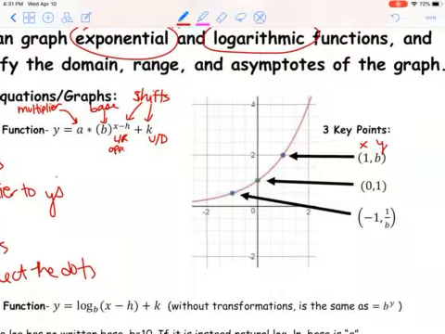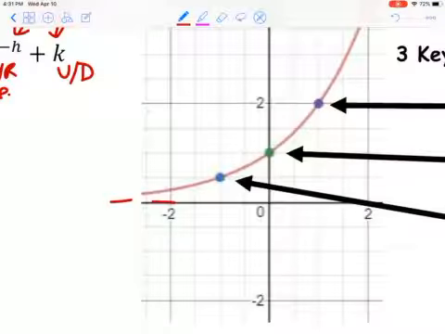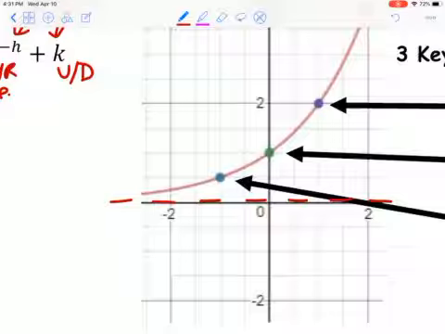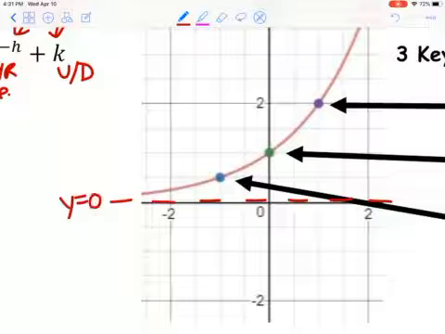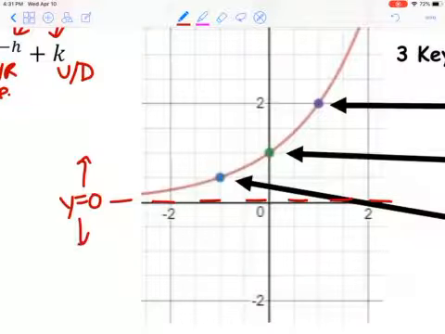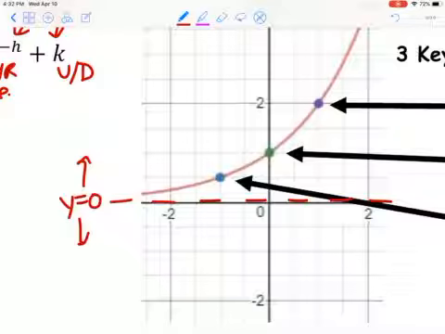The other thing I forgot to mention is that on this graph there is an asymptote here, and it will always be at y equals 0 unless you shift it up or shift it down. So you will have to identify that and mark it on your graph.